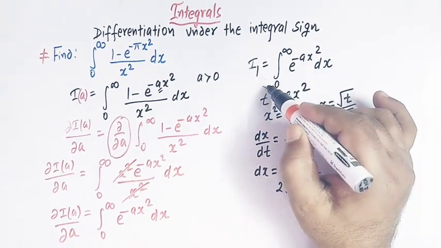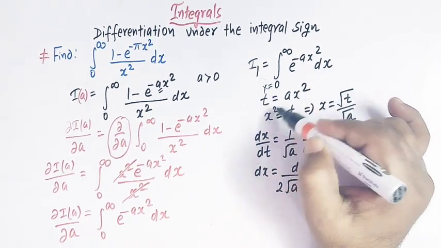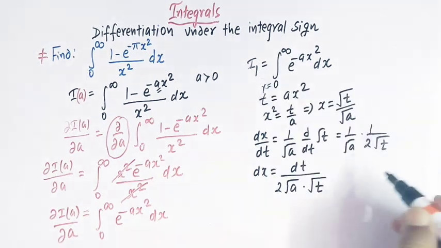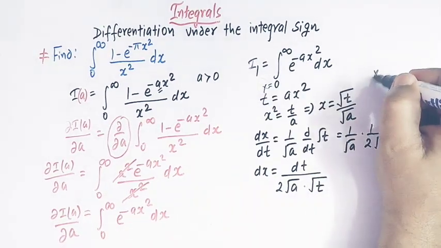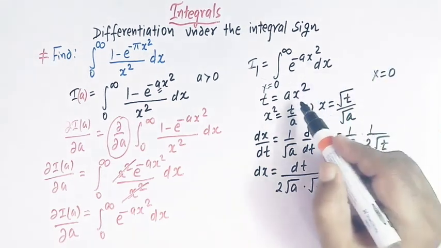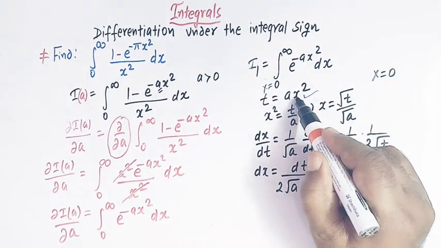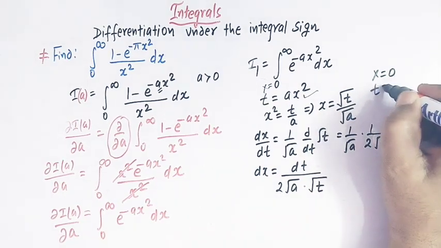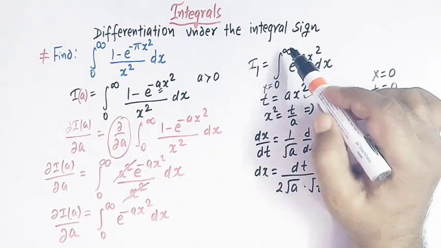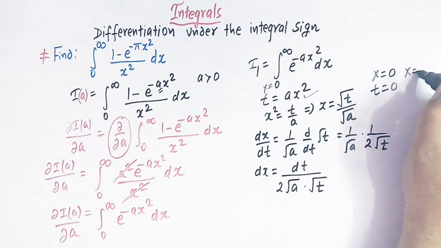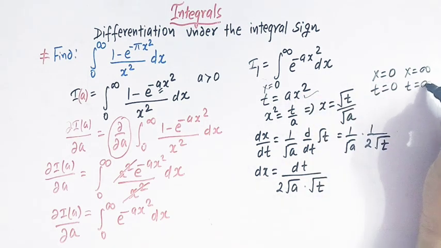Okay, so now here we'll also change the limits. So now see here the limits vary from 0 to infinity. So when x is 0, then we can obtain the value of t from this relation. So when x is 0, then t is also 0. And similarly when x is infinity, then t is also infinite.